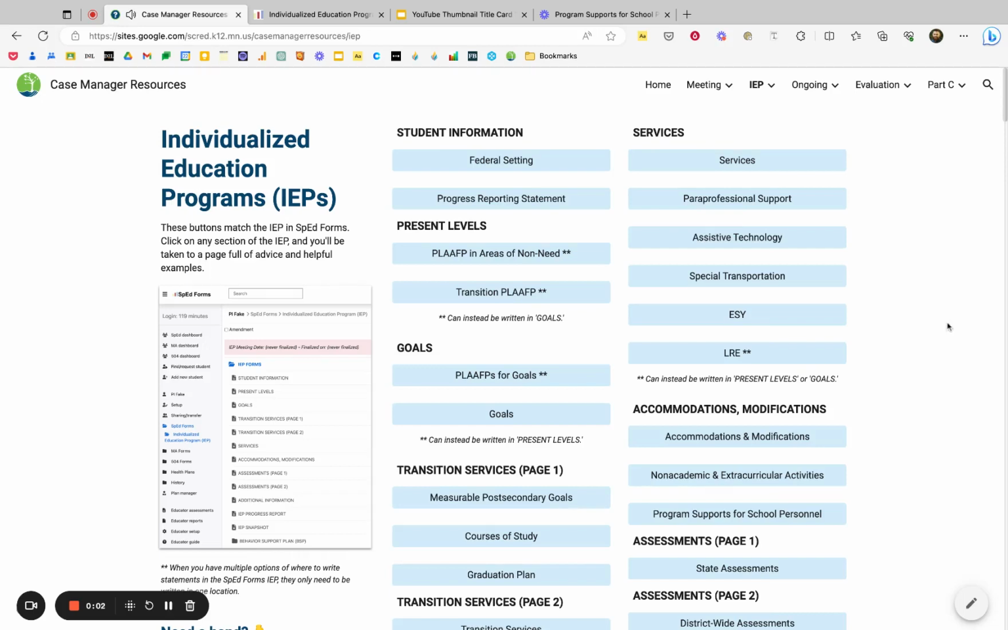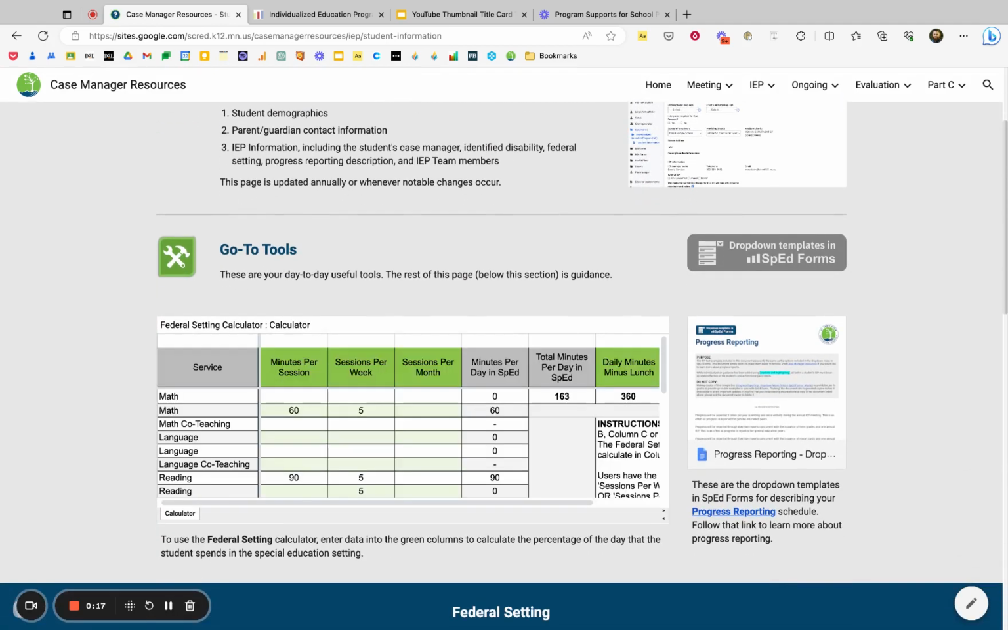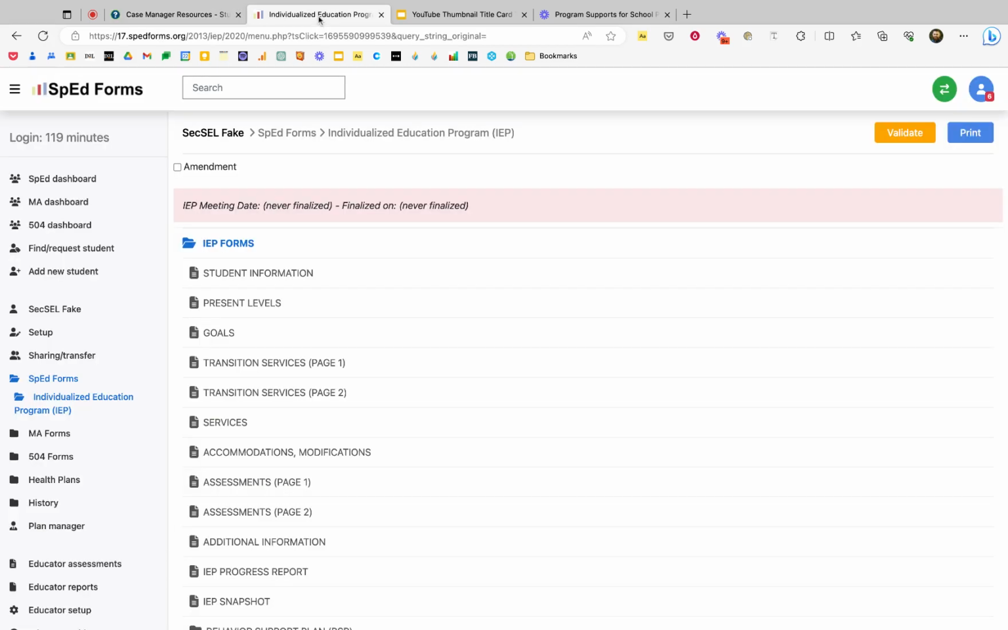So on the first page of the IEP, it's called Student Information, and it has a couple things on it like demographics and who the case manager is. A couple things to highlight on there is the federal setting. So I'm going to click that box and we get to this Student Information page. Let me show you what this looks like in the actual IEP. So we want to click Student Information.